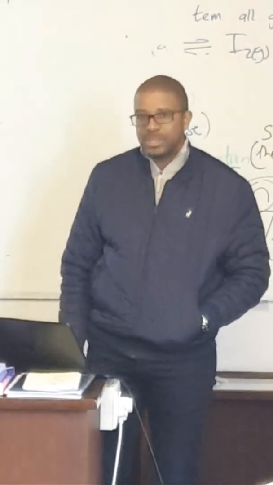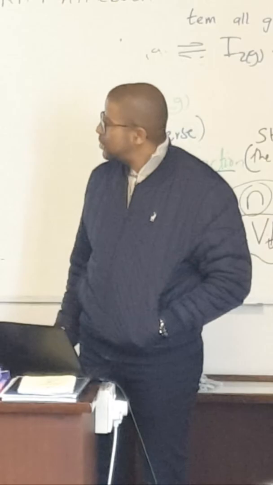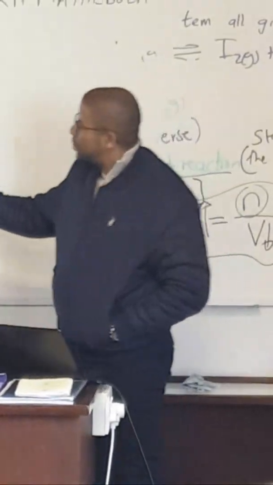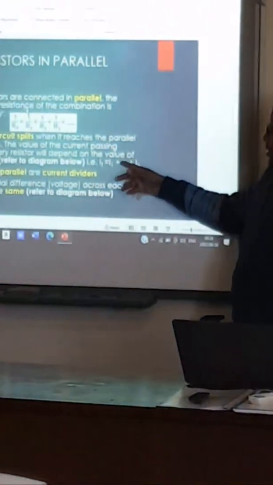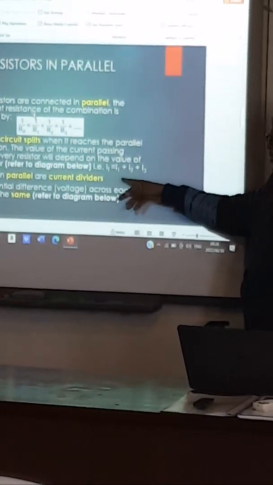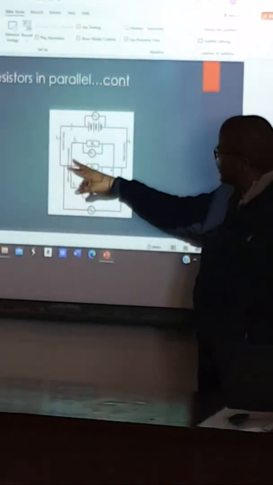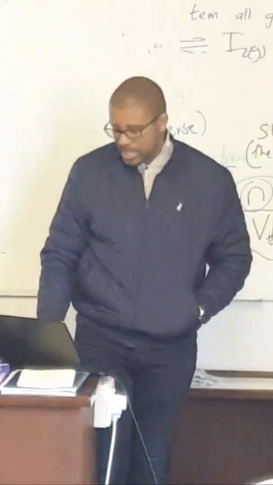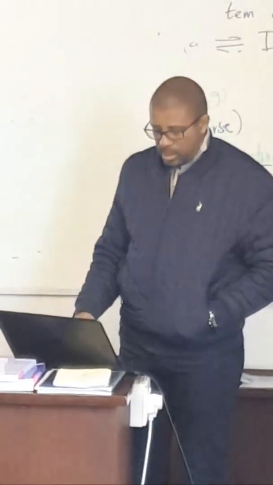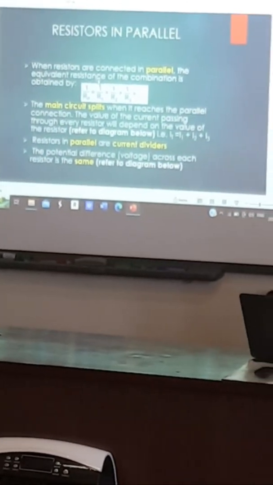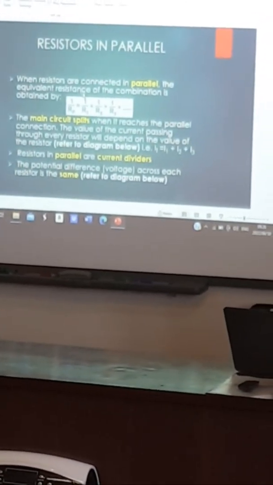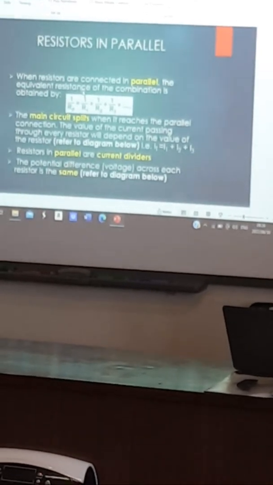Firstly, how do you calculate the total resistance? We said that they split the current, so the total current I total is given by I1 plus I2 plus I3. So the current is split amongst those 3 resistors. We also spoke about the potential difference. You can see from the last bullet that they have the same potential difference.